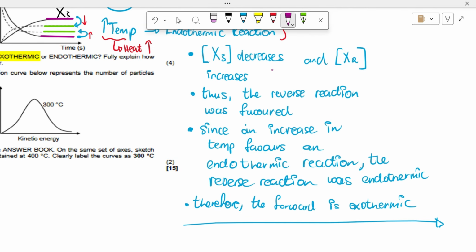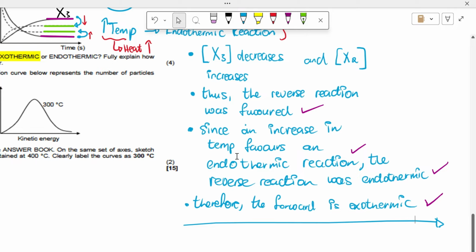So notice how I'm linking, guys. I tell them that the concentration of X3 decreases and the one of X2 increases. It makes the marker ask, why do you say that? Well, that tells me that the reverse reaction is favored, right? And how does that link to the forward reaction being exothermic? Well, if an increase in the temperature favors an endothermic reaction, that means the reverse reaction is endothermic, and if the reverse is endothermic, automatically the forward reaction must be exothermic.